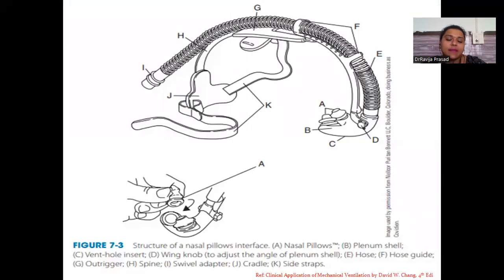Now, this is how you can fix the NIV mask. These are the belts, these are the gauges, these are the masks, the complete mechanism of how you have to put it on. These are the wing knobs, these are the nasal pillows, these are the plump shells, and these are the different parts of the NIV mask. So you need to keep this in mind if you need to put a patient on an NIV mask.